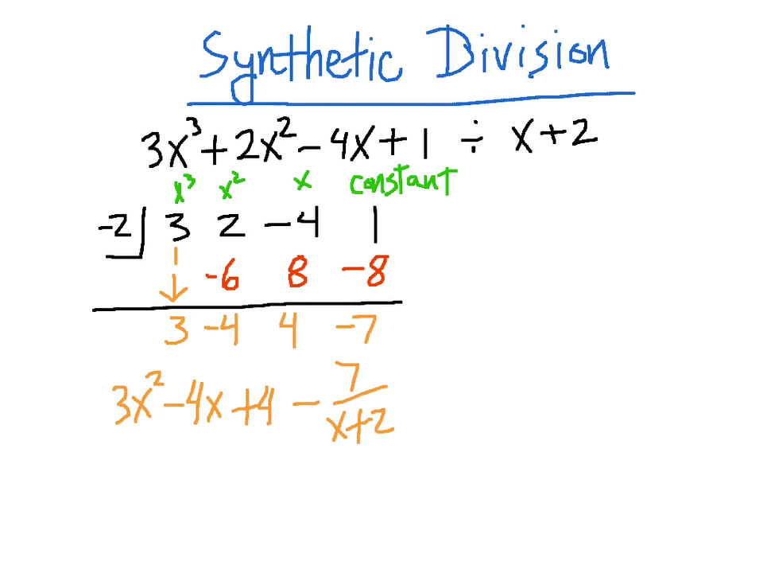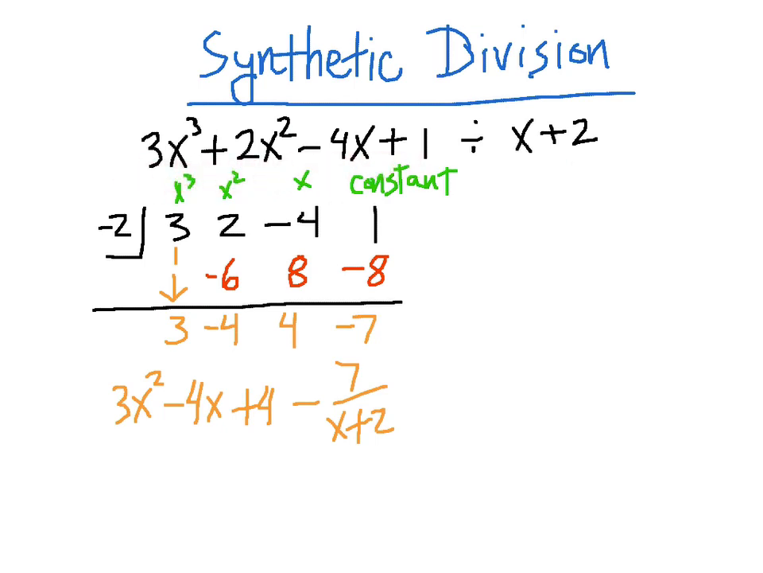For us to use synthetic division, the divisor has to take the form of a binomial. It has to have a leading coefficient of 1, so it should be x minus 2, or x plus 2, x minus 3, x plus 4, it doesn't matter, as long as it's an x minus or plus something. And then the dividend can be any polynomial.